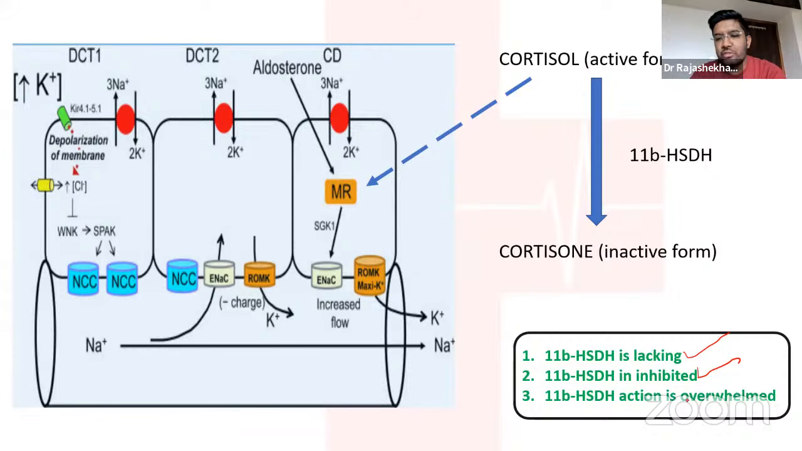And if the action of this enzyme is overwhelmed, for example, if the cortisol secretion is very high so that it is not being handled by the enzyme in deactivating it, this can occur in Cushing syndrome, or if there is an ACTH secreting tumor situated elsewhere in the body. So this can also cause hypokalemia in your patients.